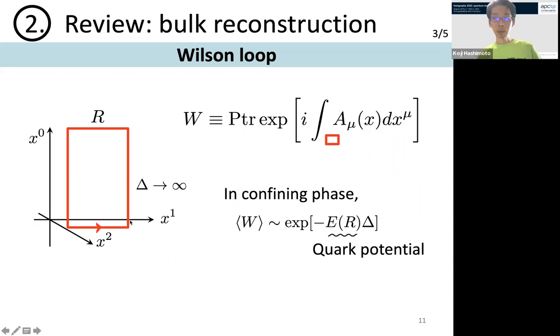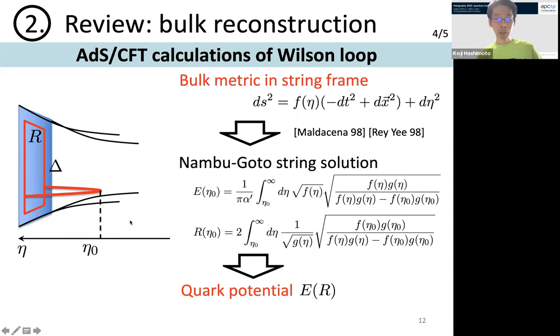And now in the AdS/CFT correspondence, by the famous work by Maldacena and Rey and Yee in 1998. If you start with, for example, a generic asymptotically AdS spacetime, then put a Nambu-Goto string, and assume that the end of the Nambu-Goto string is on this rectangular shaped Wilson loop, then computing the area of this Nambu-Goto worldsheet, you get the quark potential. So this is the dictionary in AdS/CFT correspondence about the Wilson loop.